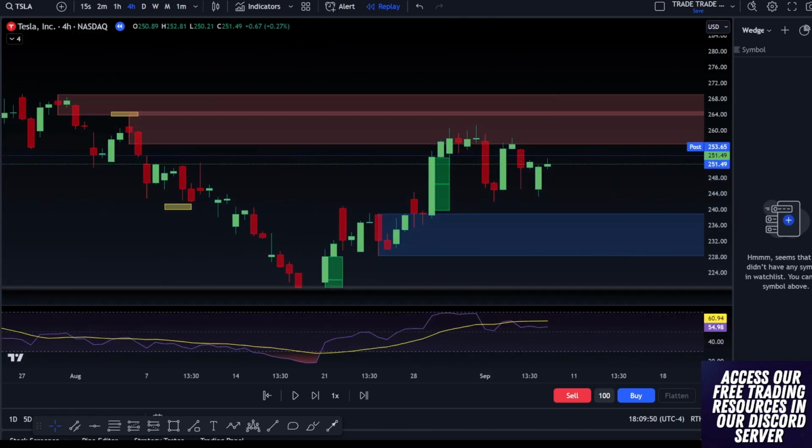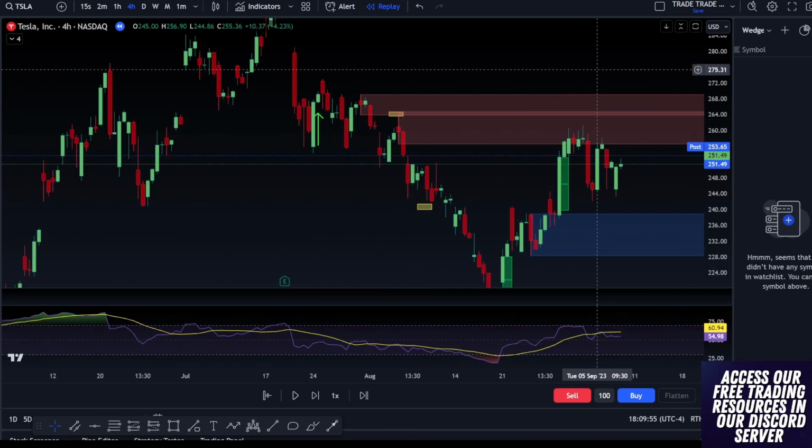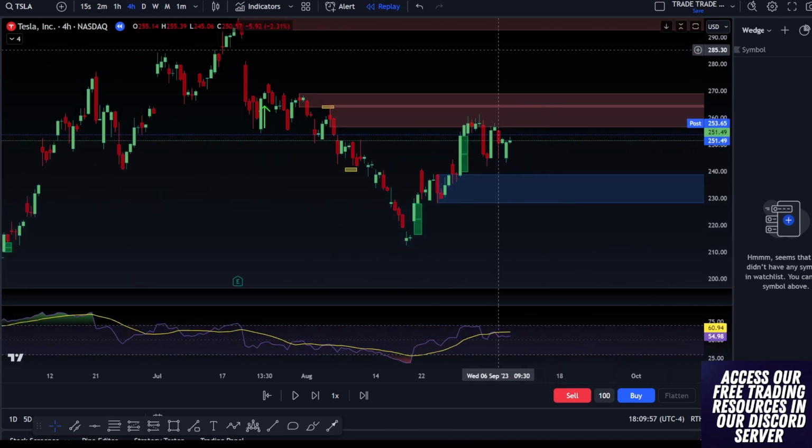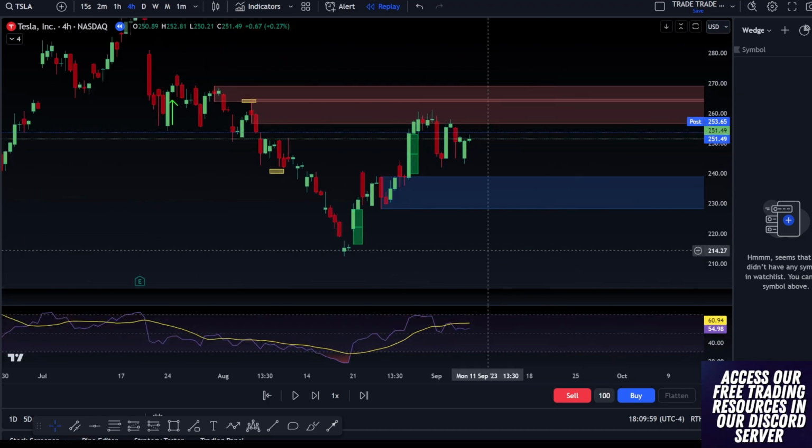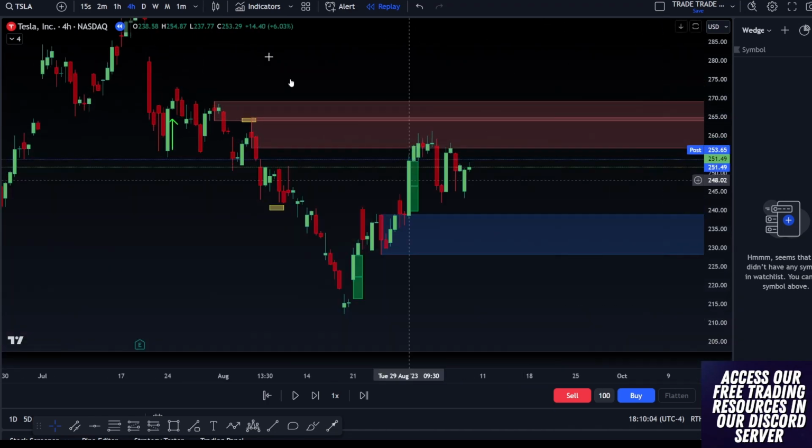Wicks do the damage, bodies tell the story. Exactly. So now let's add some things, okay? We're not going to add volume profile because I hate the volume profile on TradingView, honestly. But what we're going to do, indicators that we can add, right?